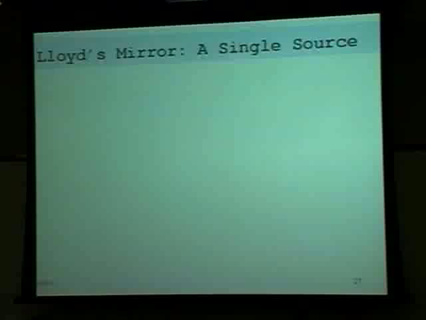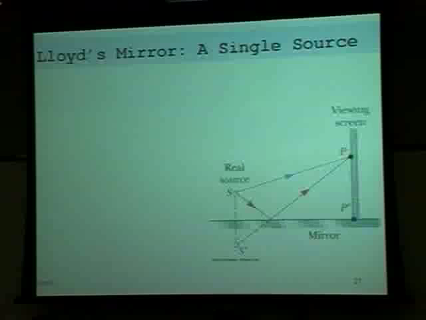So far we've been looking at interference between two sources. Those sources are coherent and monochromatic. Here's an ingenious way to have one single source stay coherent and monochromatic and have interference. What you could do is have your one source, put it here, some distance away from a mirror, and you have a viewing screen over here.